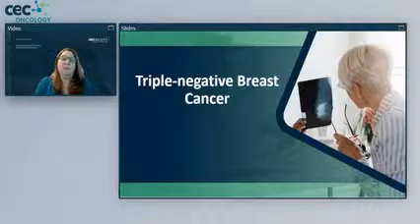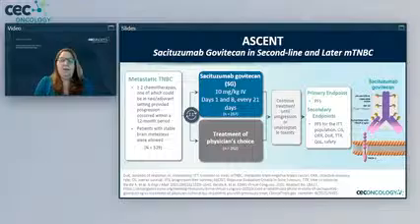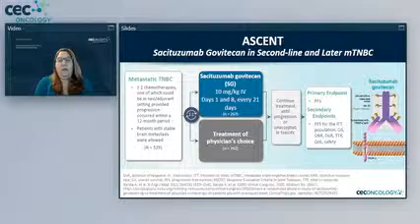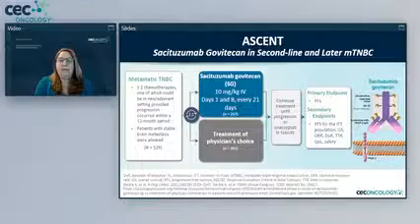So let's talk a little about triple negative breast cancer. The next few things that I'm going to talk about are studies that we've used to see why these antibody drug conjugates really work with metastatic breast cancer. So the first study we're going to look at is the ASCENT study. This is where SG was used in second line or later with metastatic triple negative breast cancer.